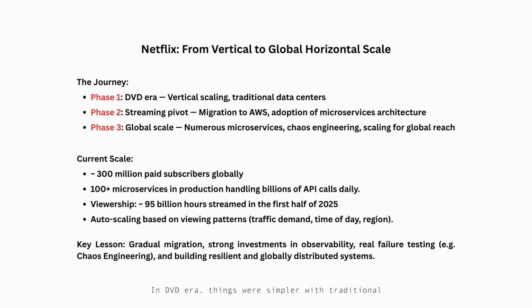In the DVD era, things were simpler with traditional scaling. As streaming demand shot up, Netflix re-architected, adopted microservices, moved to AWS, enhanced fault tolerance and observability, and gradually shifted more responsibilities into distributed systems. Today, there are hundreds of microservices serving over 300 million users, streaming tens of billions of hours of content per year, and using chaos engineering to surface failure modes. They scale up and scale down infrastructure based on viewing patterns and regional demand.